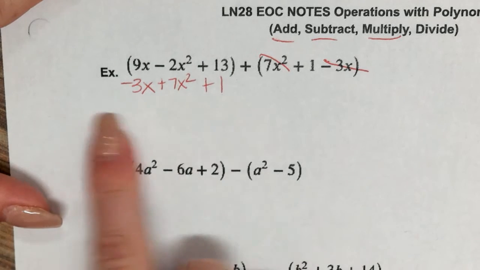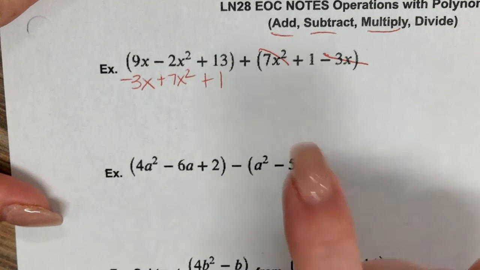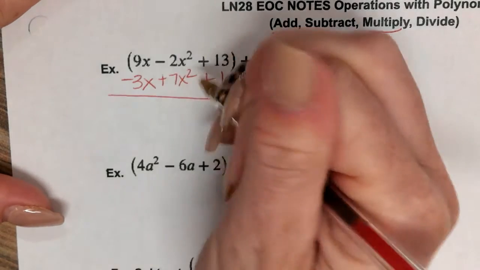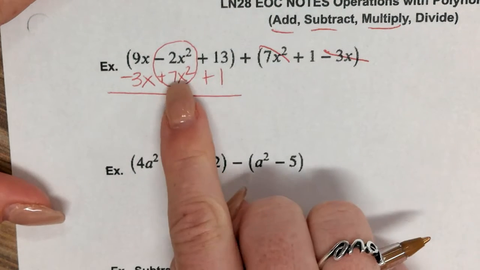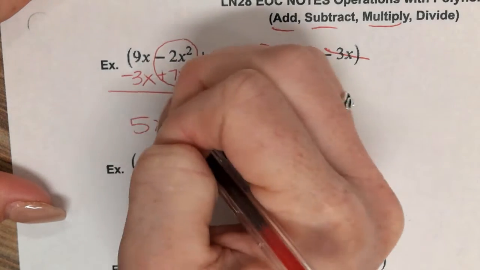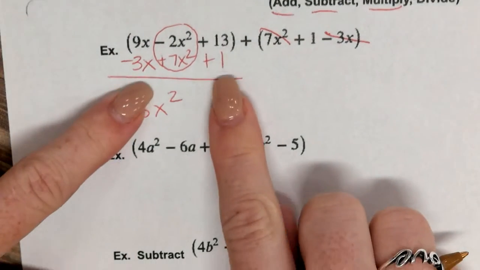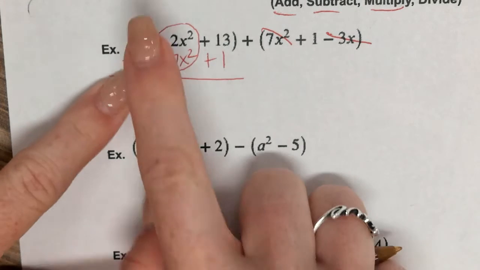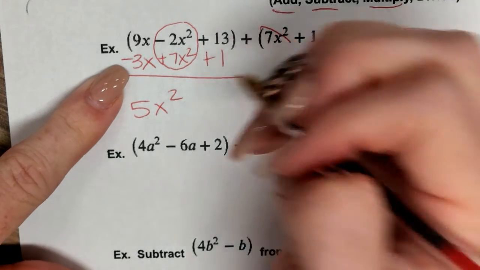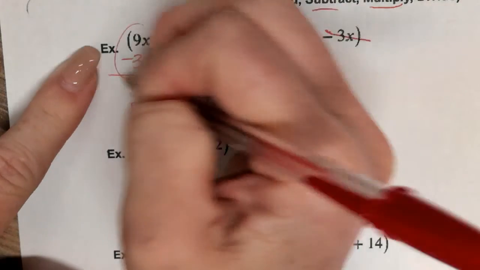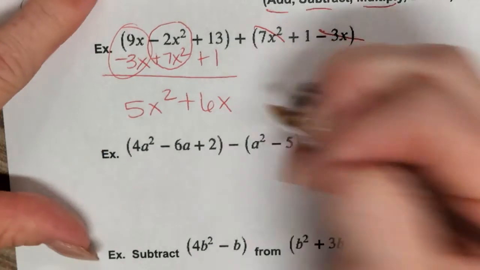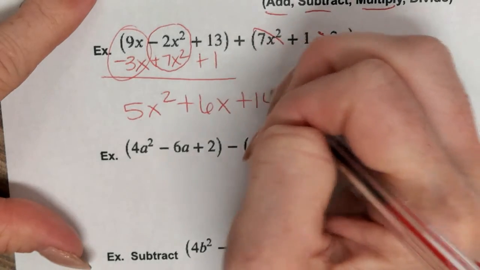So which one of these has the largest exponent? This one, right? The x squared would be written first, so I'm going to do this one first. What's 7 minus 2? So I would write 5x squared first. Which one would come next? The x. What's 9 minus 3? Positive 6, so I put a plus sign. Plus 6x, that's now gone. And what's 13 plus 1? Plus or minus? Plus. And that's it.